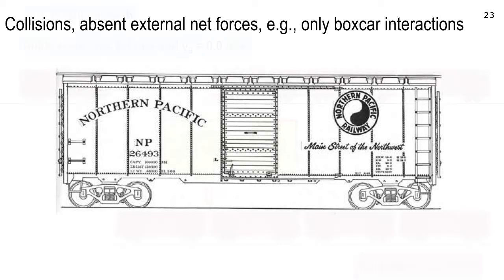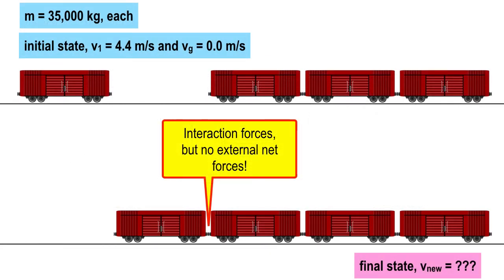So let's think about this. You have a set of four boxcars, and each of them is 35,000 kilograms. Let's say that one of them has an initial speed of 4.4 meters per second to the right, and the other three, the group of three, V subscript G, is 0.0 meters per second. In other words, they're at rest. That's what happens at a freight yard.